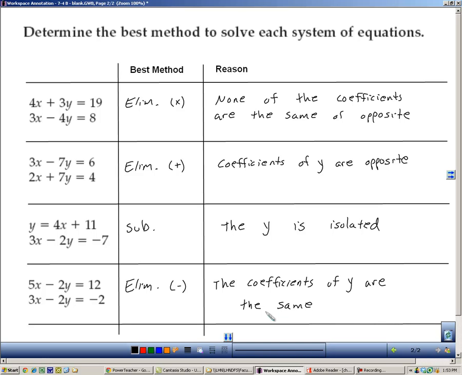So that's just an overview of looking at 2 equations or a system and being able to tell what the best method is, and then you could always go ahead and use that method to solve it.